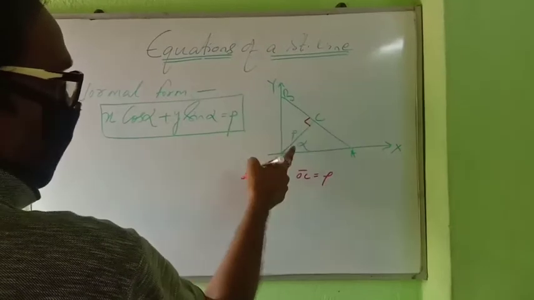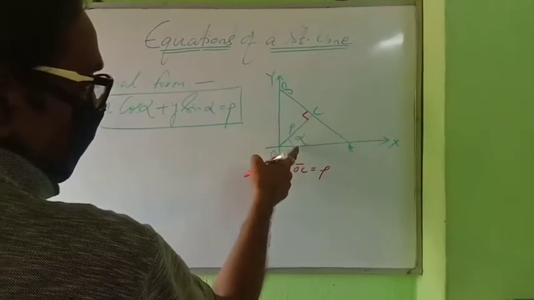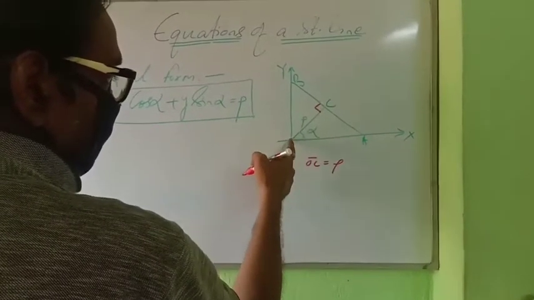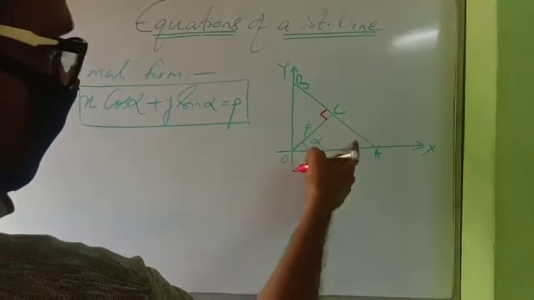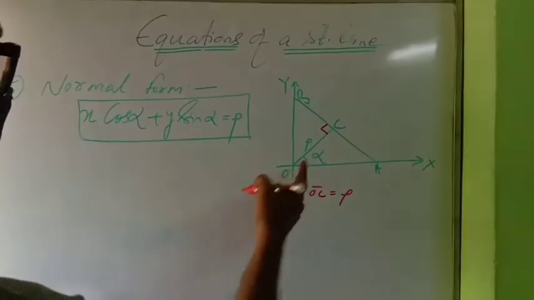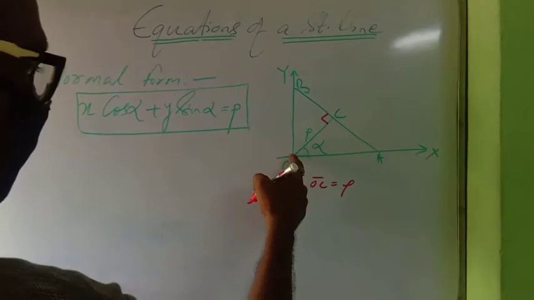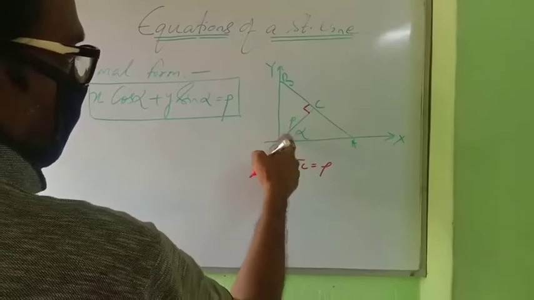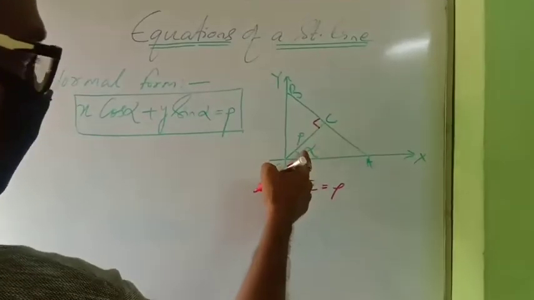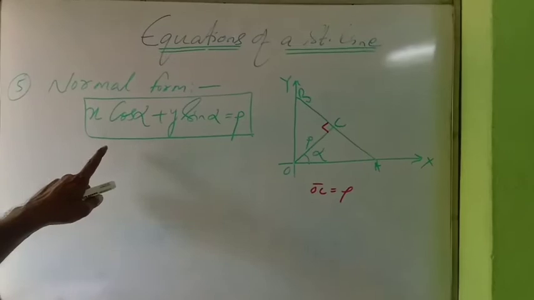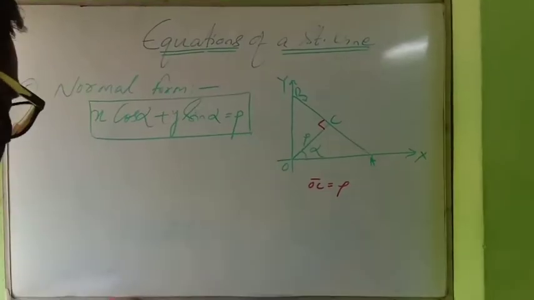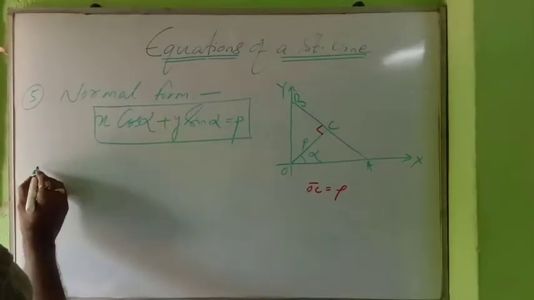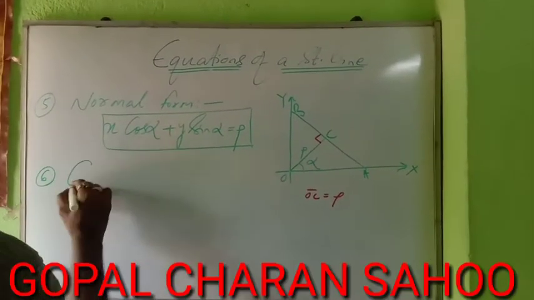What is alpha? Alpha is the angle made by the positive x-axis with the normal drawn from the origin to the given line. This is the angle alpha. If this angle is given and the distance between origin and the given line, the length of the perpendicular drawn from origin to the given line, is given, in this case the equation of the line will be x cos alpha plus y sin alpha is equal to P. Next I am going to number 6. That one is general form.